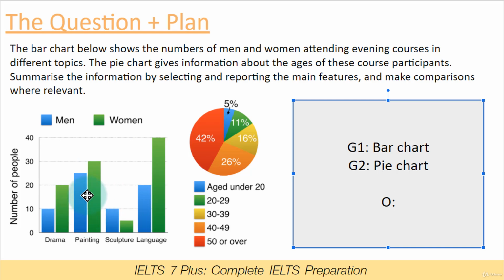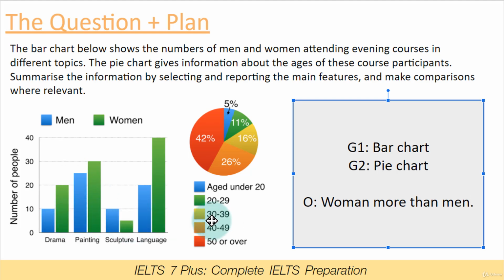So here we have painting 25, 30, that's 55. Here we have 20 and 40, 60 people. So I could say language is the most popular. And I've just obviously added these figures together and worked this out. That would also be pretty good to say. But I'm going to say women more than men, in terms of how many are enrolling, or the most popular. So there's more women in most classes than there are men.